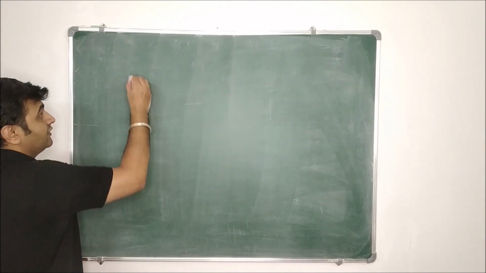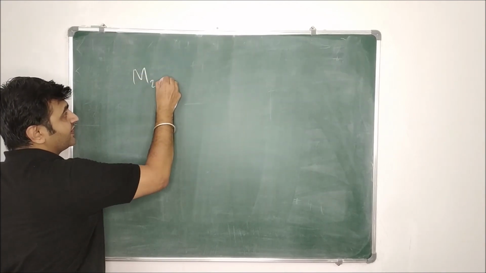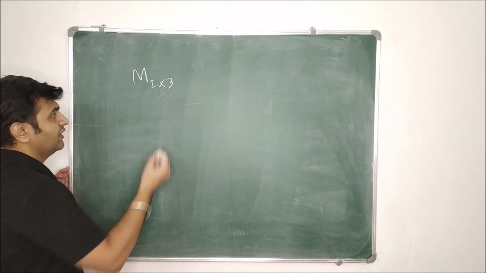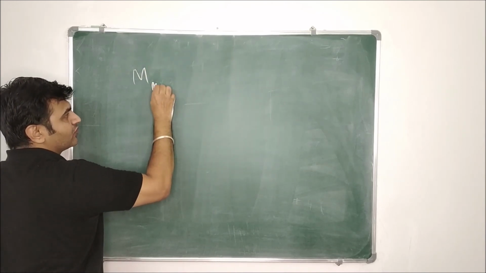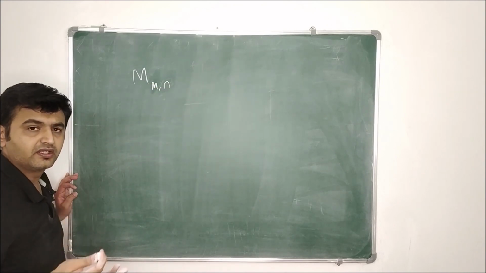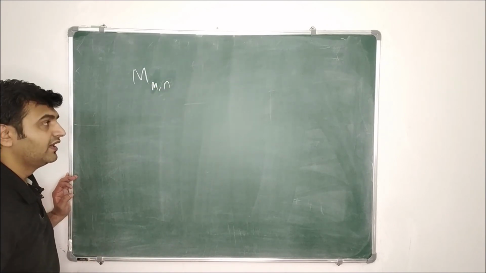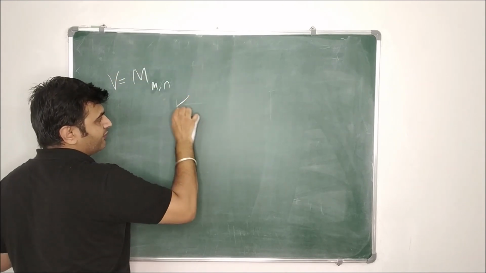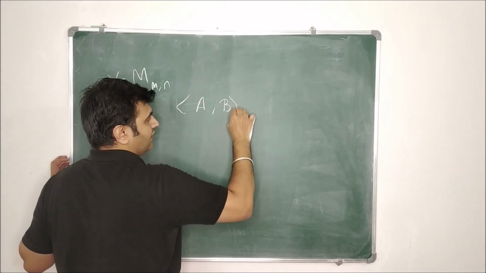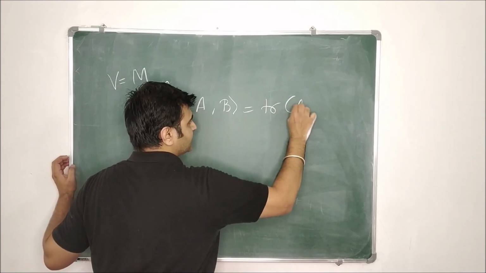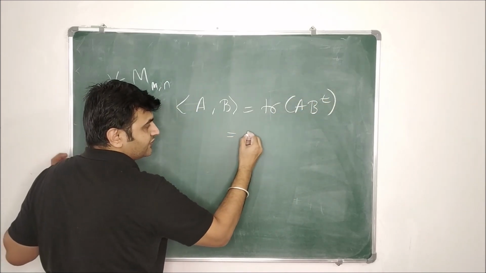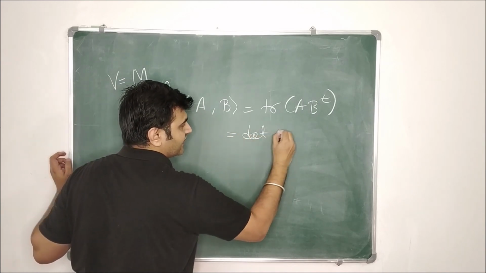So we defined an inner product on these 2 by 3 matrices. And as I told you, there is nothing special about 2 by 3. You can do the same thing for M cross N. Okay, so you are in the world of, suppose, M cross N matrices. You can define the same inner product. So you define the inner product of AB as trace of AB transpose.